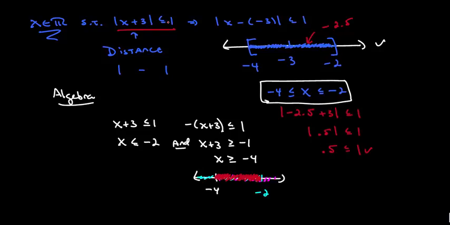And because we've got this little line down here at the bottom, it means that we want to include the endpoints, and that's why I've used the brackets. So this right here again is our solution. Remember, you write this out as -4 less than or equal to x less than or equal to -2.